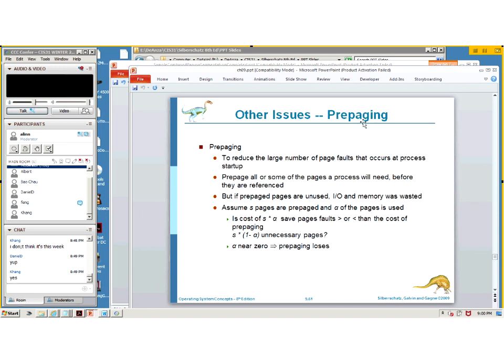So this is actually called anticipatory paging. That would be another algorithm. Pre-paging, anticipatory paging. Same concept.